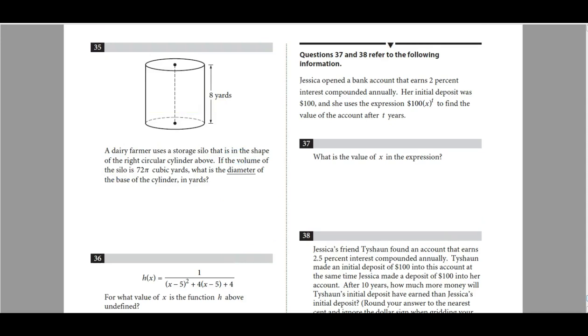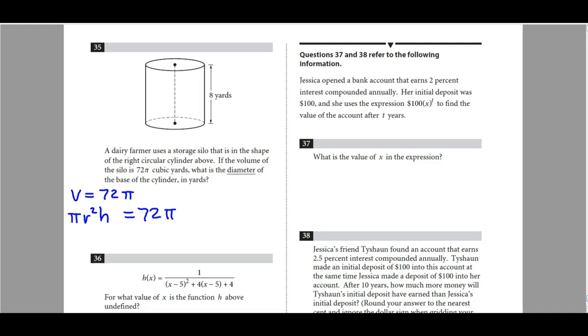So we have our 72 pi. Volume is 72 pi. But we know what volume really is. Volume was pi r squared h. That's where they came up with the 72 pi. Well, we can use that formula. We can use this volume formula and the answer to figure out what the diameter is.